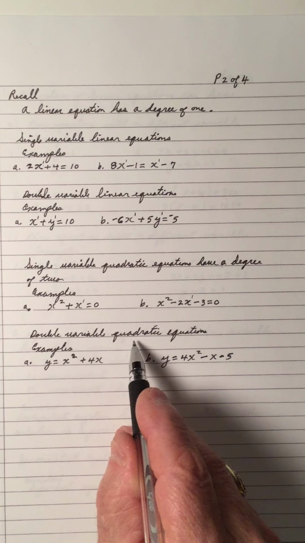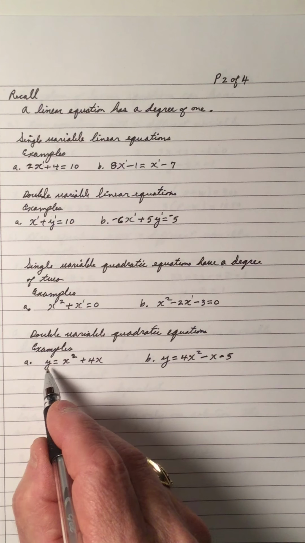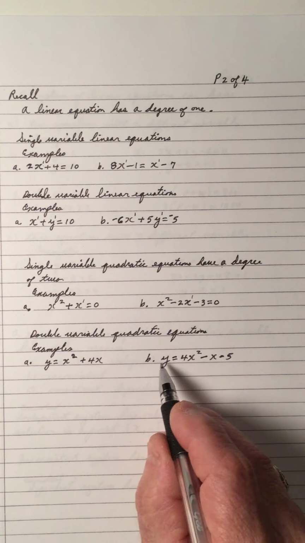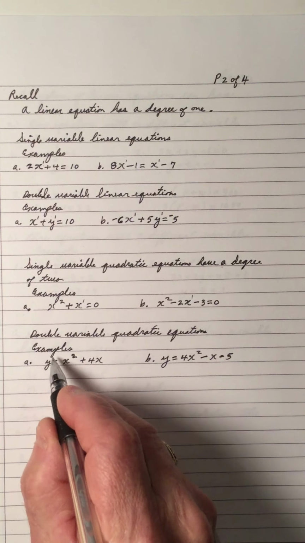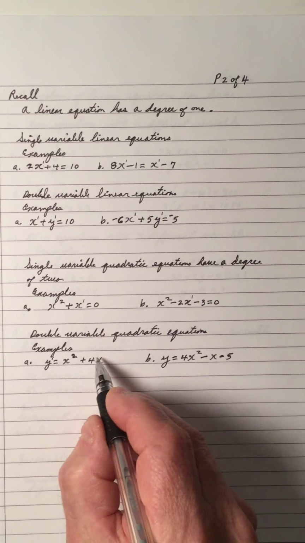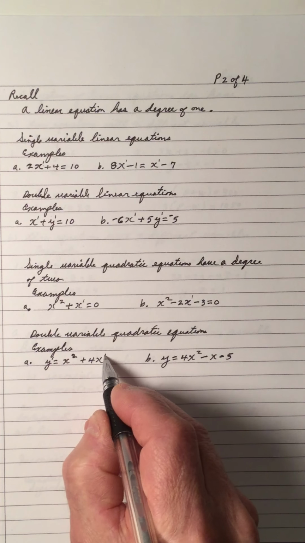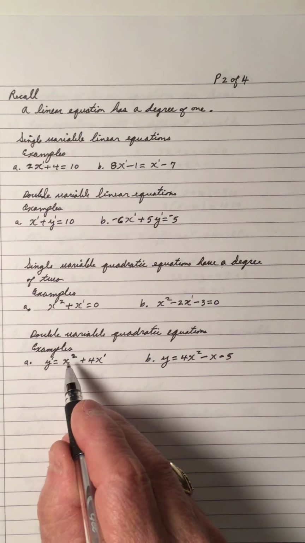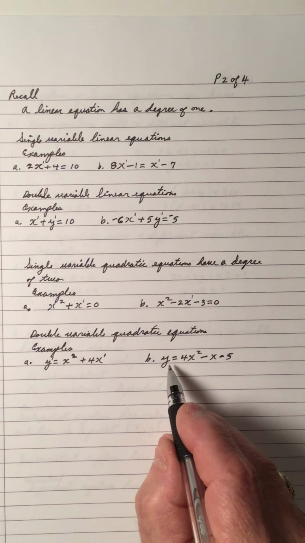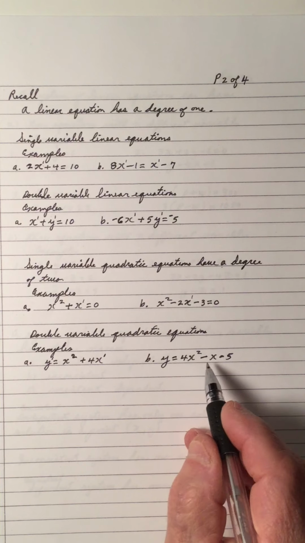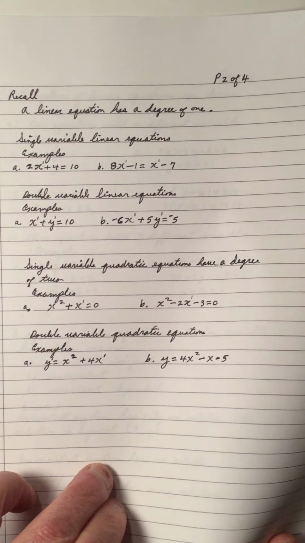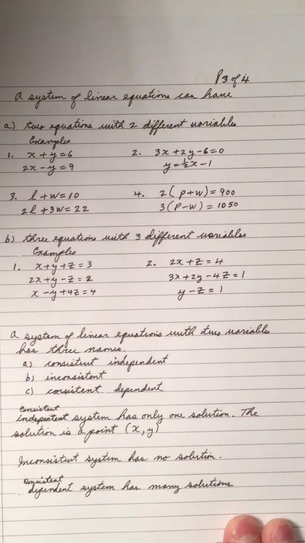Double variable quadratic equations, examples, two variables x and y. Again, two variables x and y. And this is quadratic. The degree of this term is 1. The degree of this term is 2. The degree of this term is 1. The highest degree of any one term is 2, so it's quadratic. And the same applies to this one. It's quadratic. And there's double variables. Let's continue.